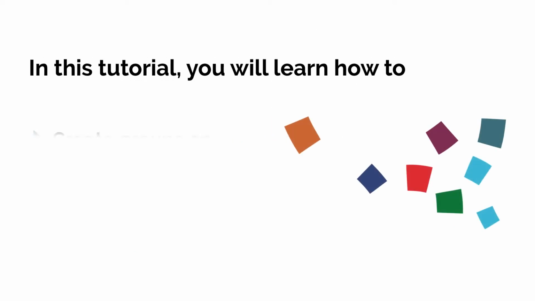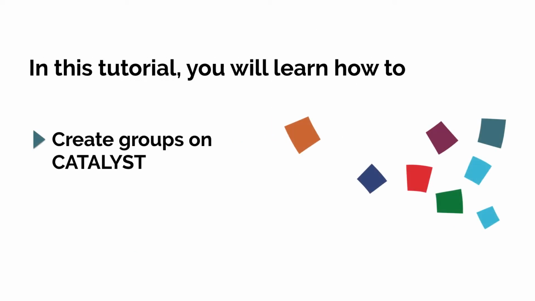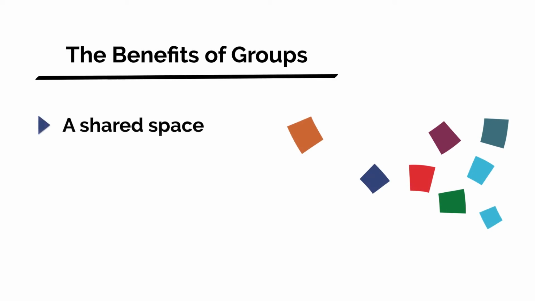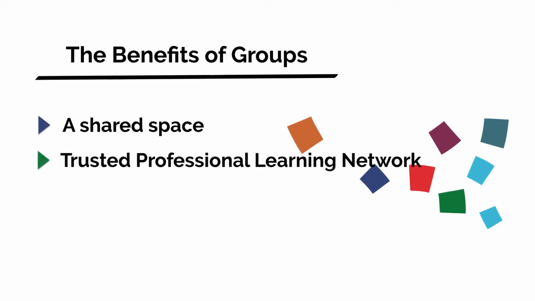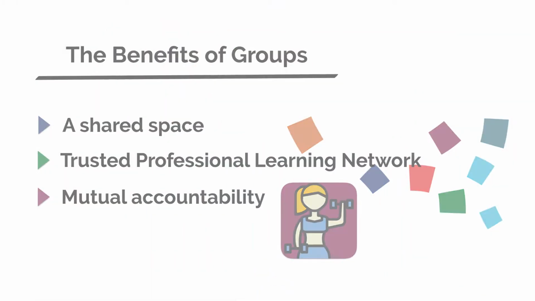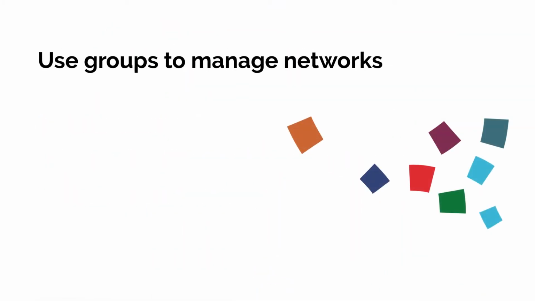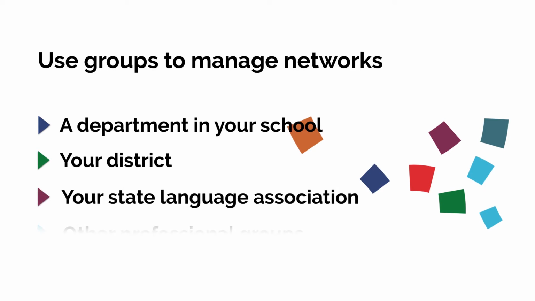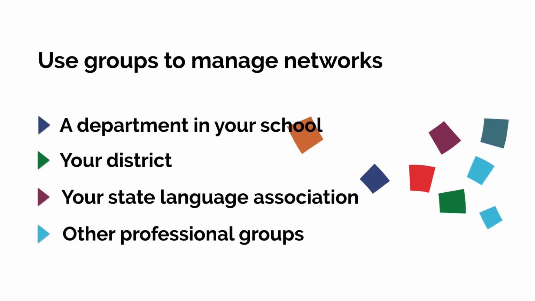In this tutorial, you will learn how to create a group on Catalyst. Groups are a shared space and a trusted professional learning network, offering mutual accountability. Like a gym buddy, you can even use groups to manage your existing networks, like the department in your school, your district, your state language association, or any other professional group that you already belong to.